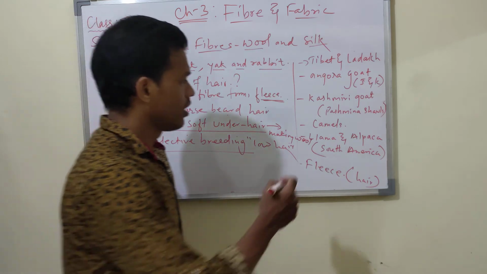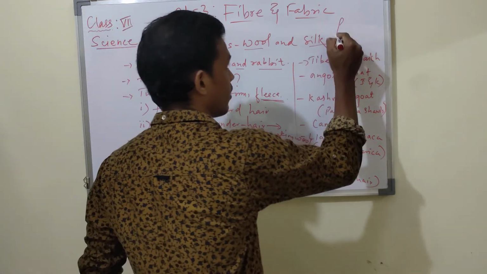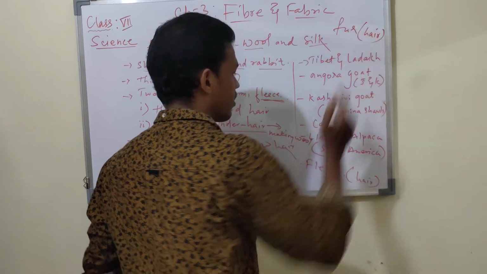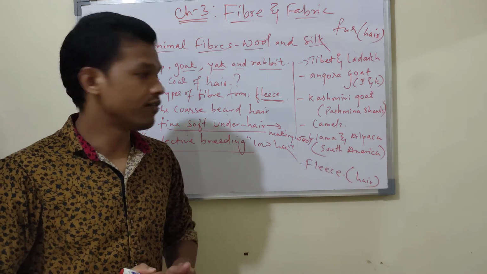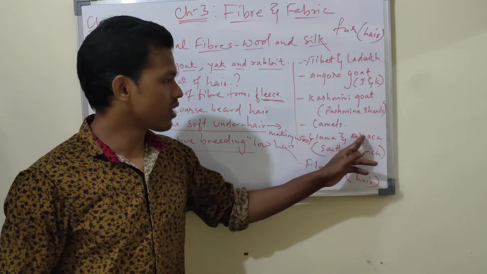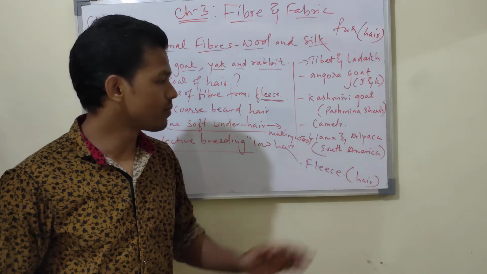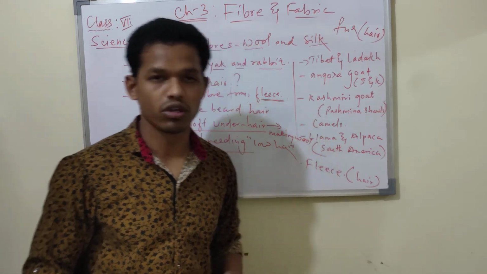We also get the fur of an animal. Fur means hair only. The fur of camels is also used for making certain fibers. Then next, llama or alpaca. Alpacas are sheep-like animals found in South America. From these animals also we get wool.